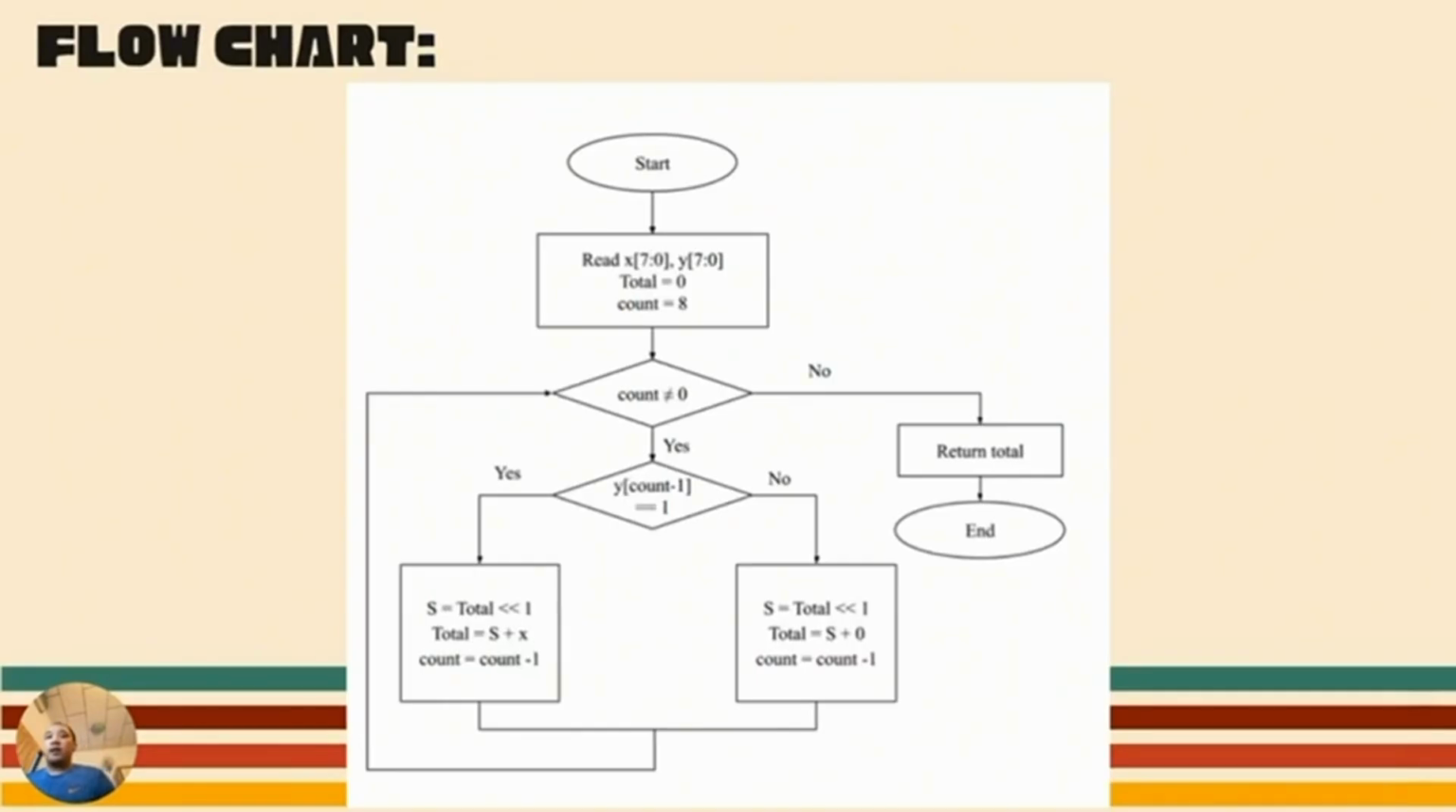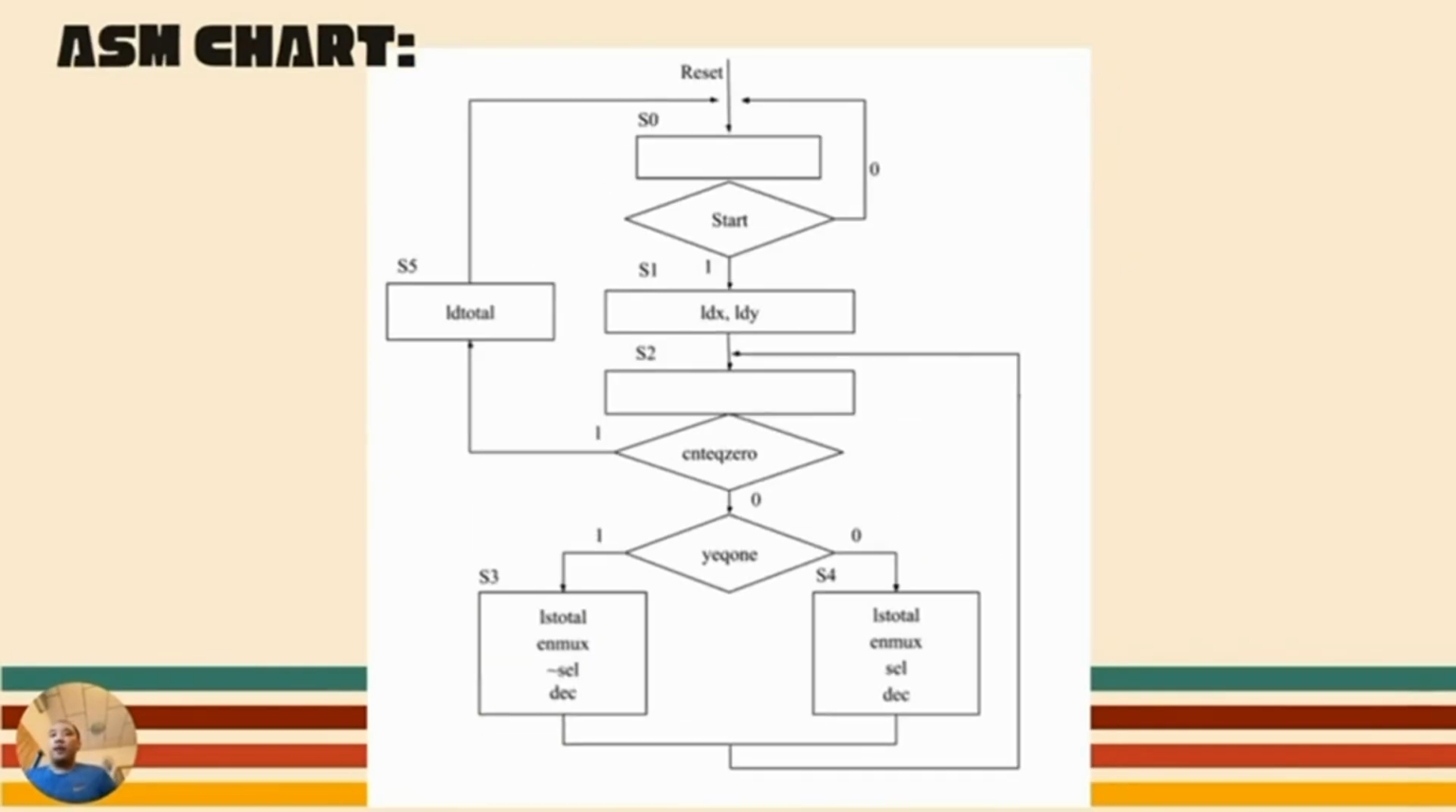This flowchart clearly shows how we control our flow, how the registers are loaded, and the decision making during the changes of the stage. This is the ASM chart of our control unit. We can clearly see that we have a total of 6 stages, and each stage clearly shows which control signals will be activated and how the stages transition.